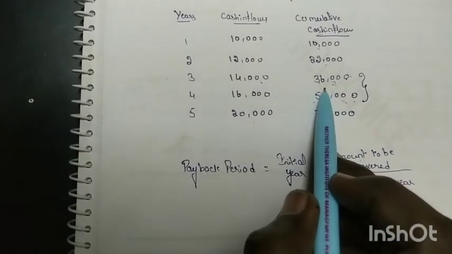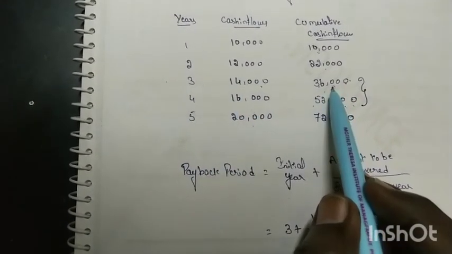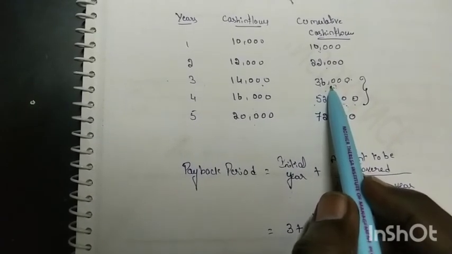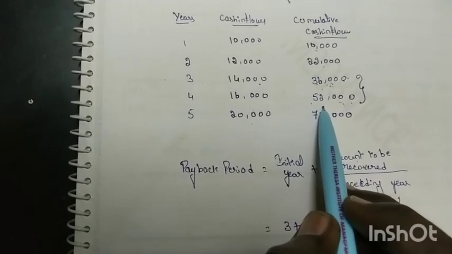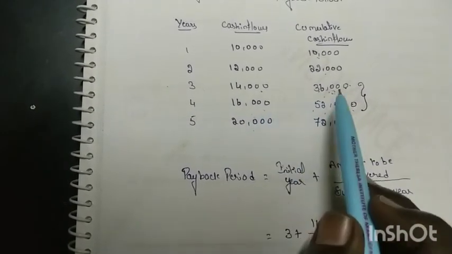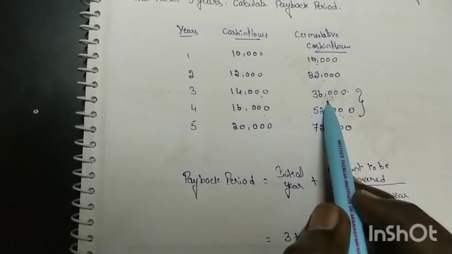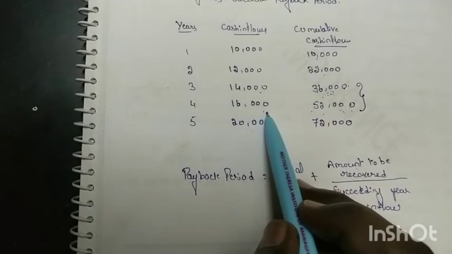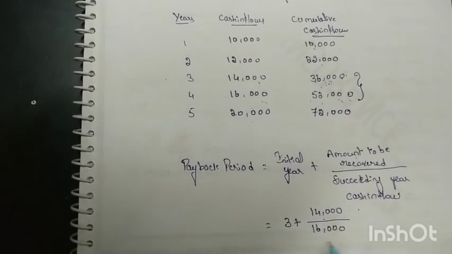So here the third year we consider as the initial year. Succeeding year means the next year. Next year's cash inflow should be taken. You should not take the cumulative cash inflow. You should take the original cash inflows given in the problem. So the third year is the initial year, and the succeeding year means the next year. Fourth year cash inflow should be considered, that is 16,000 will be the next year cash inflow.